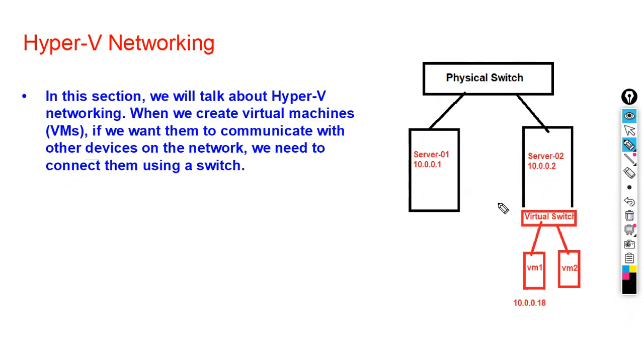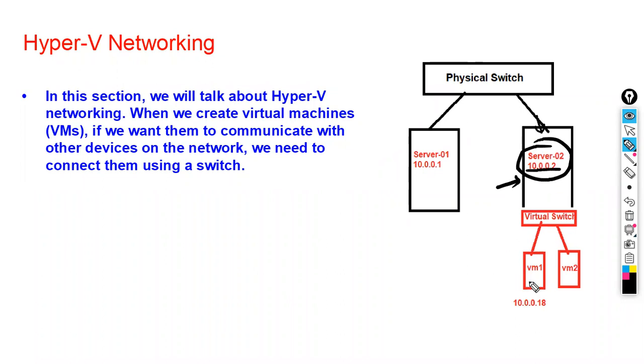So this is our lab, guys. We have server 1 and the IP address of server 1 is 10.0.0.1, and server 2 IP address is 10.0.0.2. Imagine they are connected to a physical switch and they communicate with each other. After that, we have installed Hyper-V on server 2. We have installed Hyper-V on 10.0.0.2.